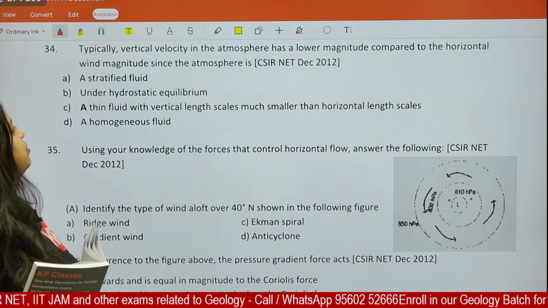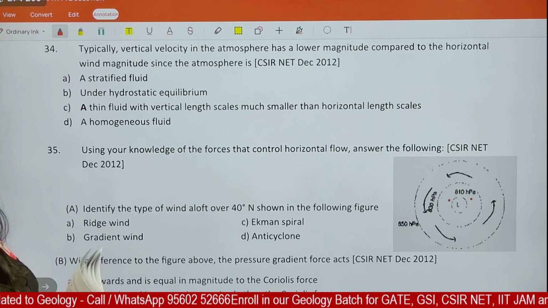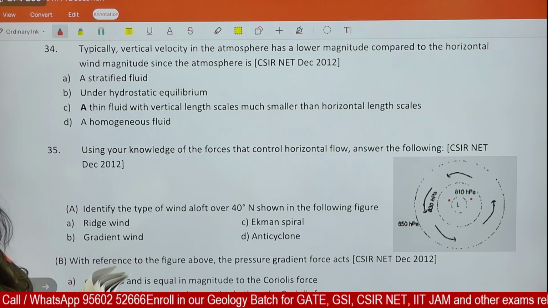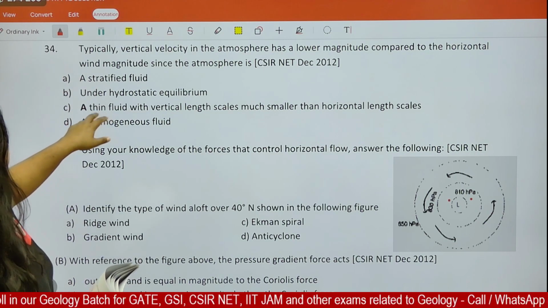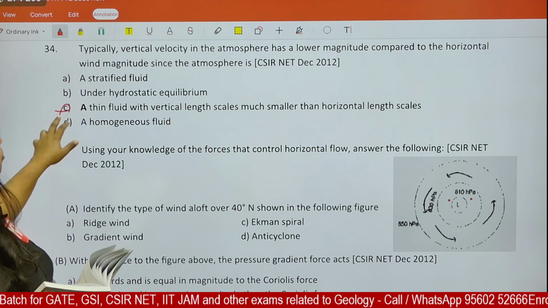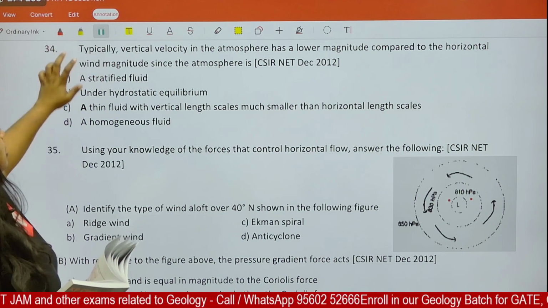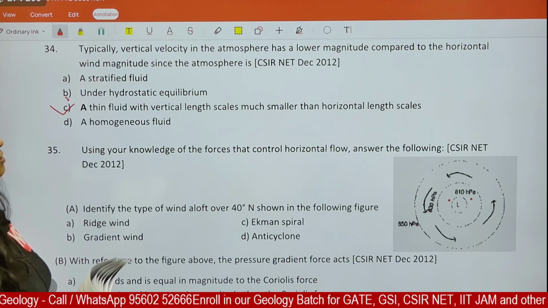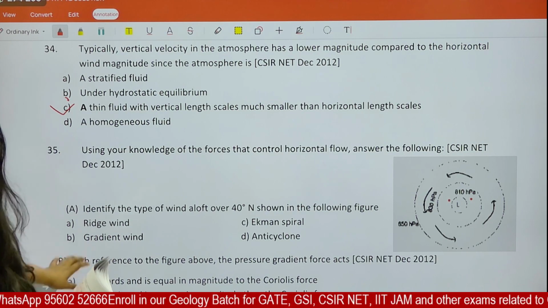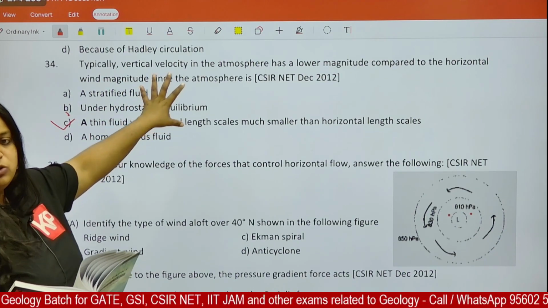Typically, vertical velocities in the atmosphere have a lower magnitude compared to the horizontal wind magnitude, since the atmosphere is a thin fluid with a vertical length scale much smaller than the horizontal length scale. Option C is the correct answer. This is actually an atmospheric science question, not an oceanography question.